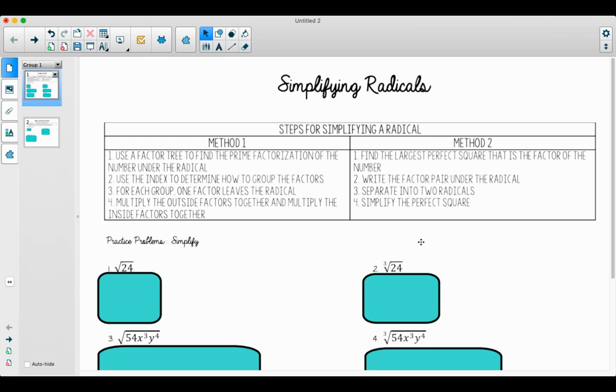Hi guys, what we're going to look at today is a review for the two main topics that are going to be on the quiz. The first one is simplifying radicals and the next one is adding and subtracting radicals.